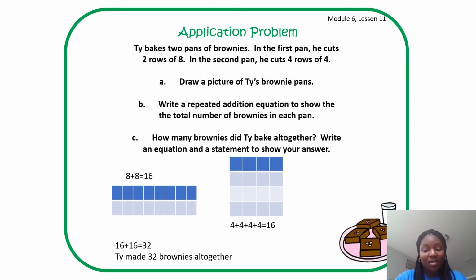Yay, you're back. If you're back, your answer should look like Miss Rimpson's. A, draw a picture of Ty's brownie. So we have 1 pan with 2 rows of 8. That's 8 plus 8 equals 16. Then we have our second pan, which he cuts 4 rows of 4. So that's 4 plus 4 plus 4 plus 4, which again is 16 brownies. 16 plus 16 equals 32. Ty made 32 brownies all together.